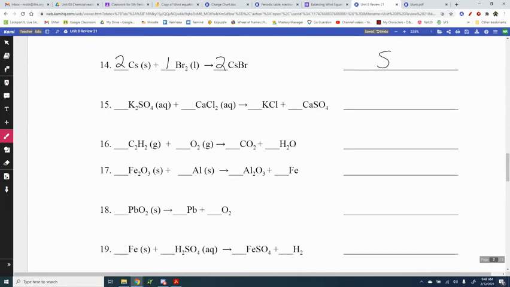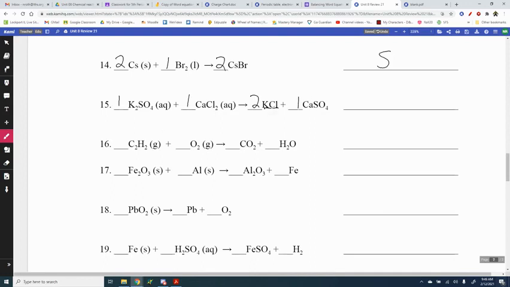K2SO4. All right. We have 2 Ks on the left side. We have 1 K on the right side. We have 1 SO4 on the left side. We have 1 SO4 on the right side. 1 Cl on the left side. 1 Cl on the right side. 2 Cls on the left side. 1 Cl on the right side. Okay. So the only thing that's not balanced is the Ks and the Cls. And those are together in 1 compound. How convenient. We put a 2 there, and now we're good. We fill the rest with 1s.